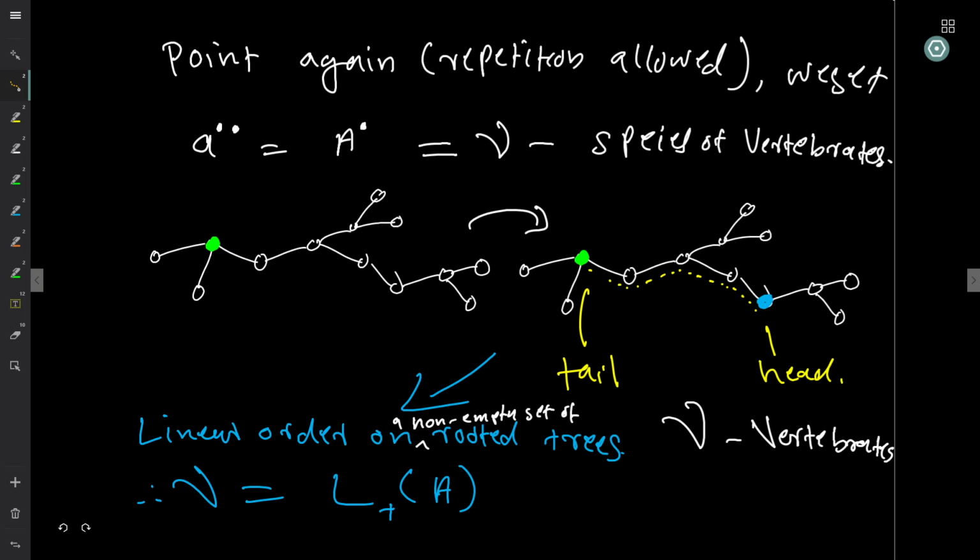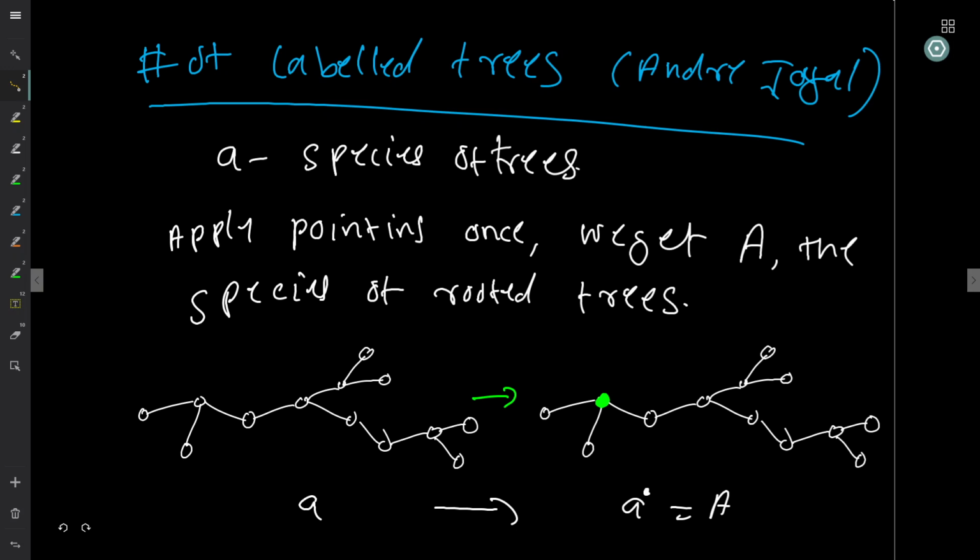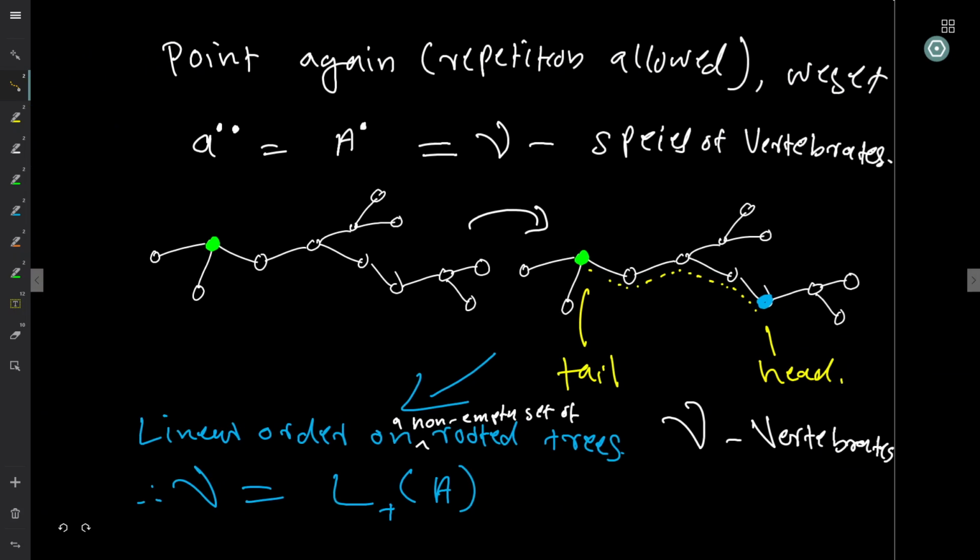Then you point again, where we are allowed to repeat, pointing to the same vertex if you want. You are allowed to point the same vertex again, so we don't lose any choice. We can point again to any of these, and mark it as a second point. So we get doubly pointed trees, a rooted tree where you point once more. And this new structure is called a vertebrate. So what is a vertebrate? A vertebrate is an animal with a spine. Okay.